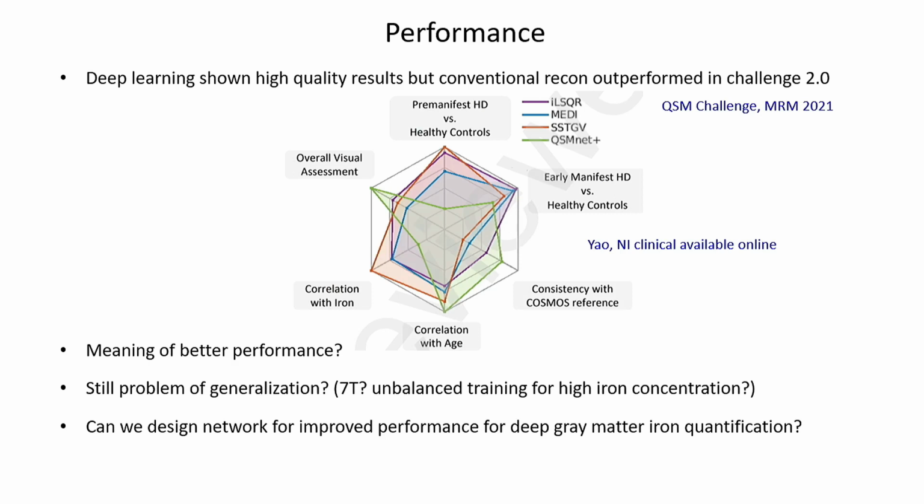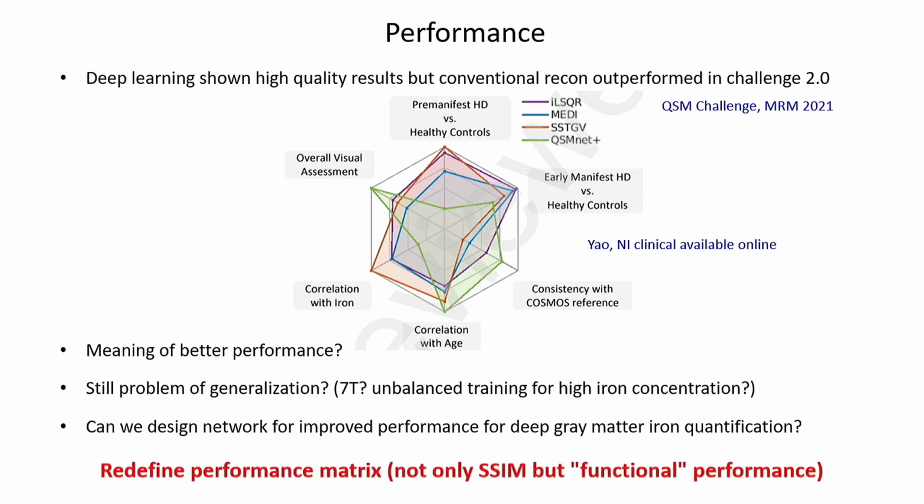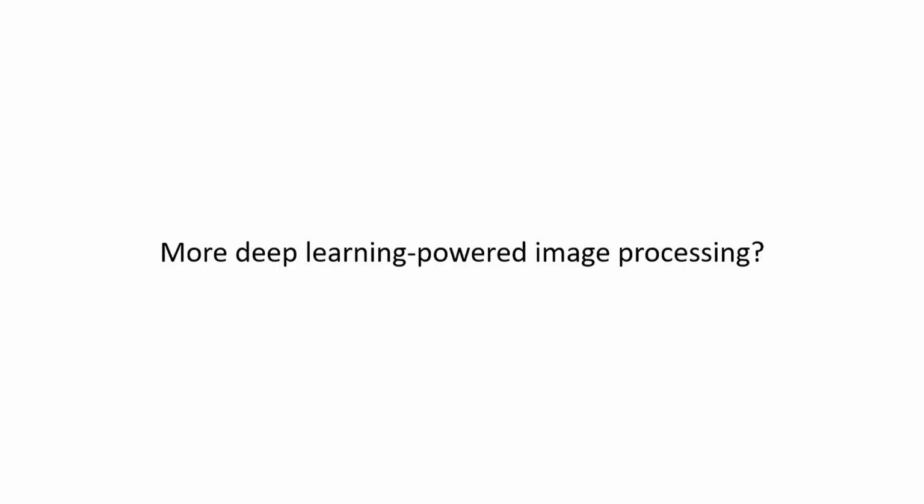Or the better question is, how do you make the network perform better for a certain task or every task? So I believe we need to redefine the performance metric. Many of us utilize SSIM as the metric or some other metrics, but we need to really define some functional performance so that we can have a real evaluation of the network.